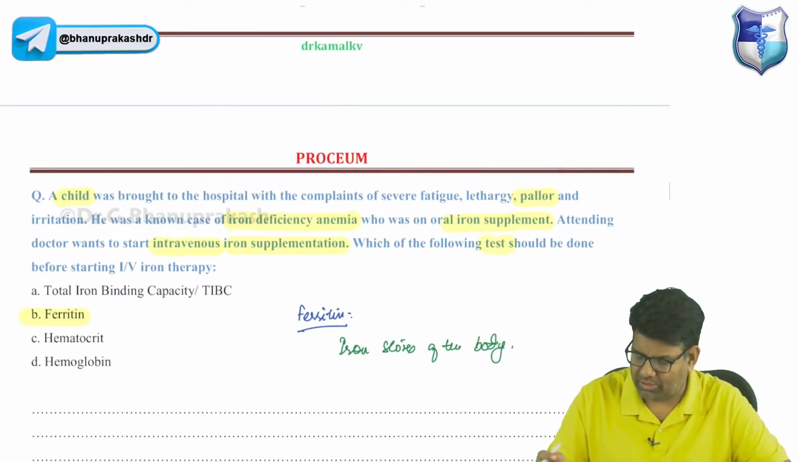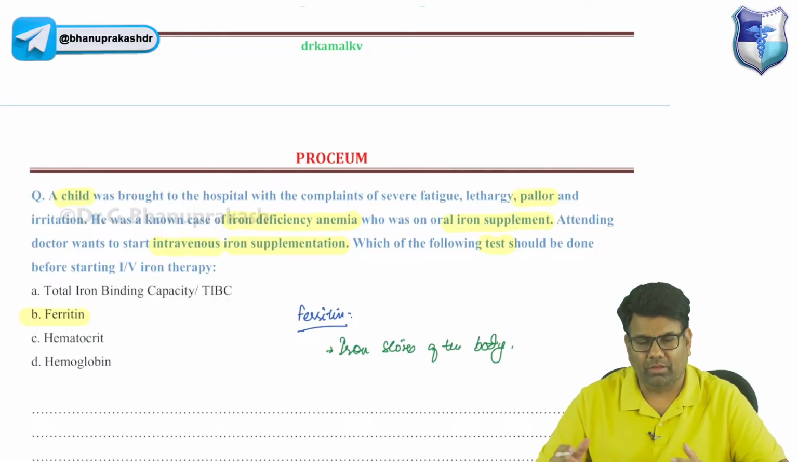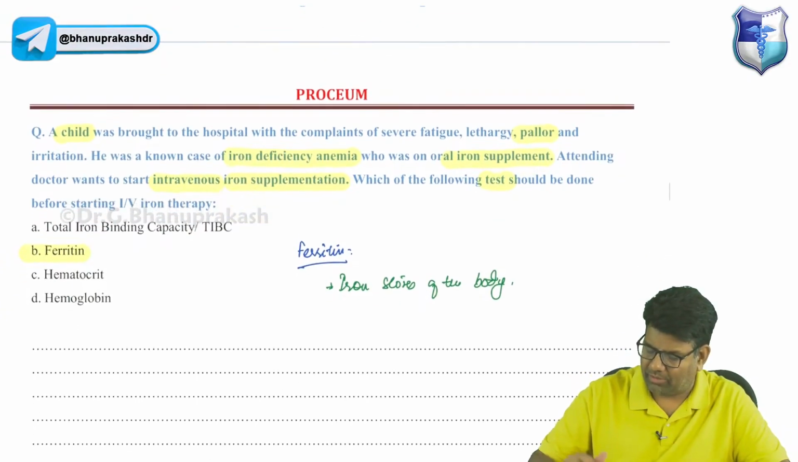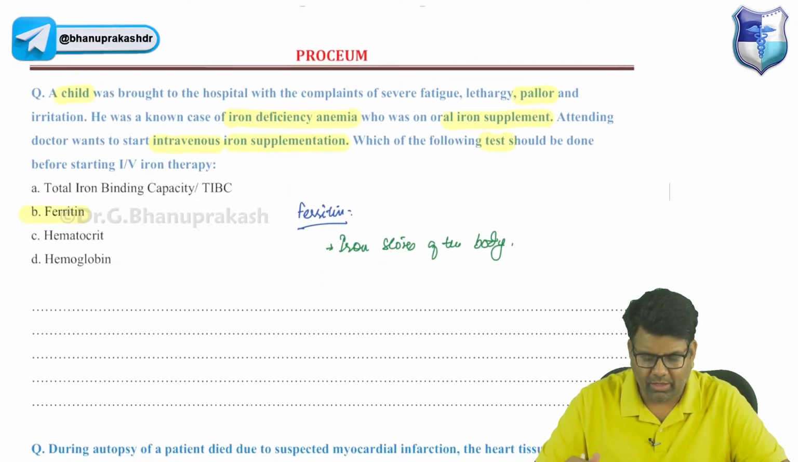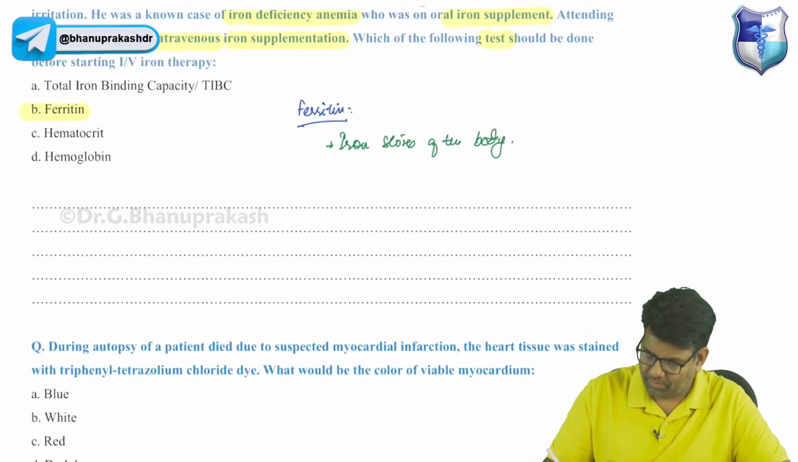They are the iron storage form of the body, and that specifically reflects the amount of iron in the body. Ferritin has to be done. And if needed, then only go for any IV supplement. Ferritin, check ferritin. Next question.